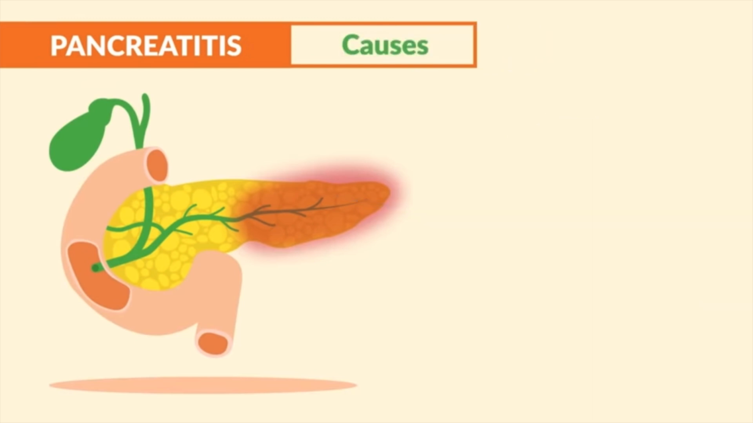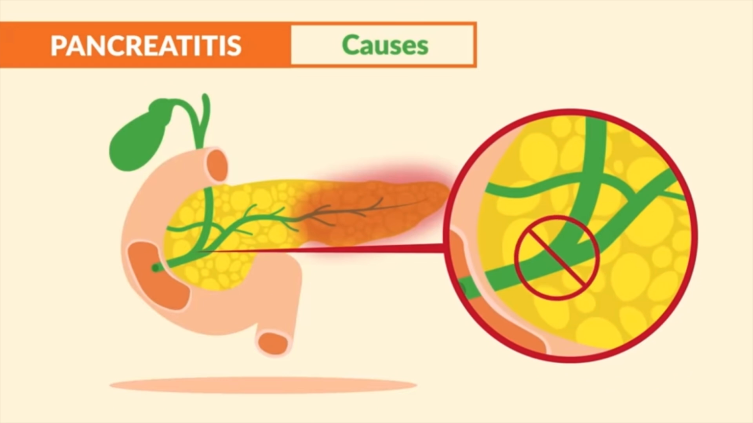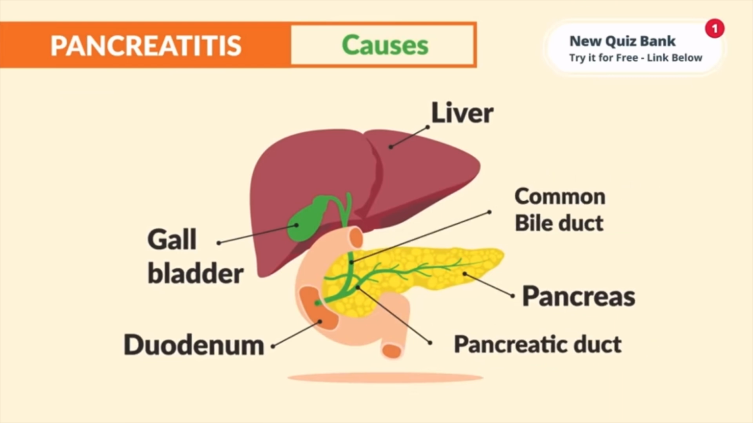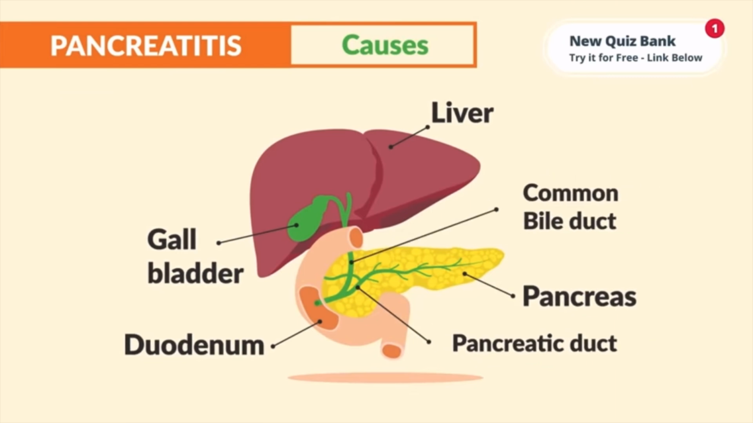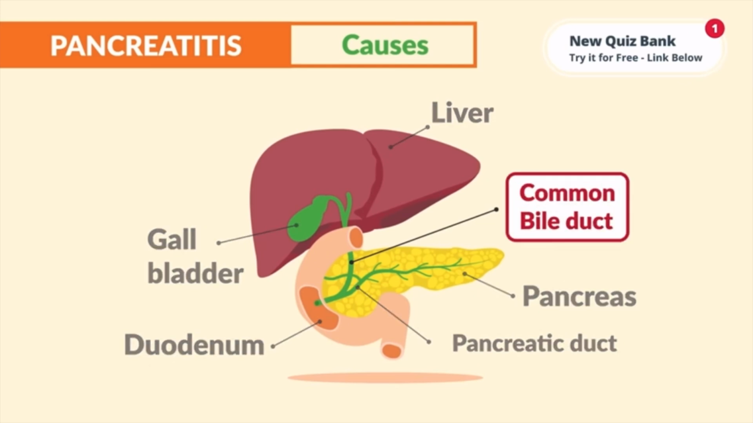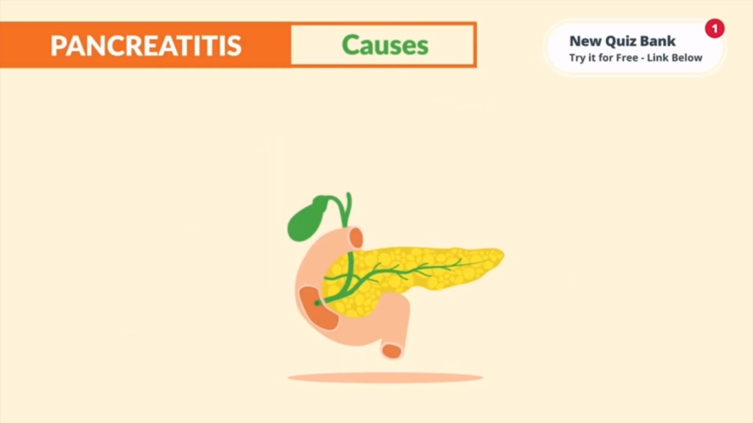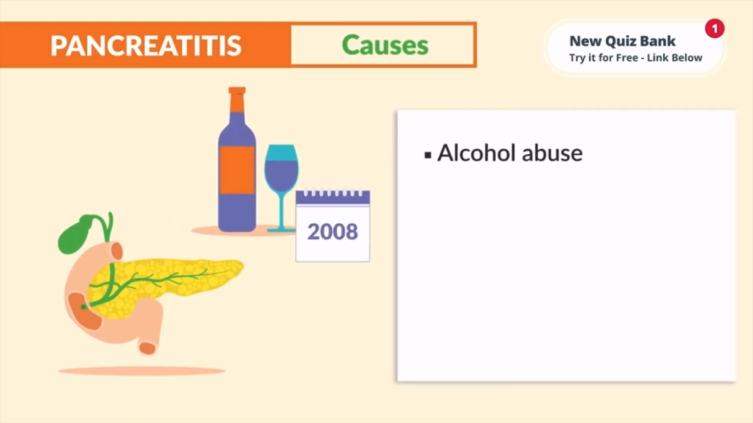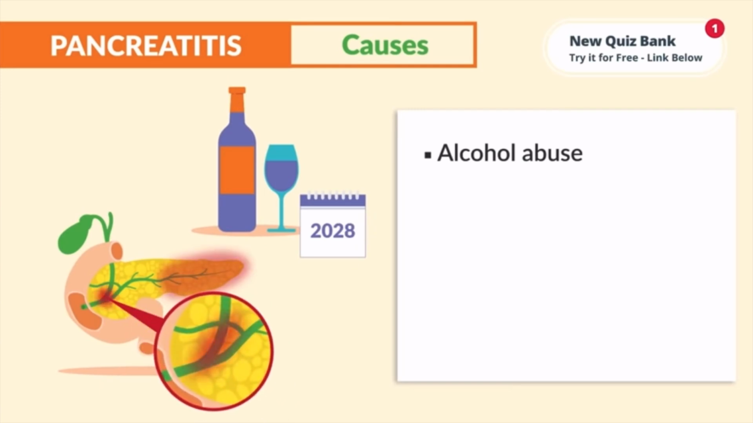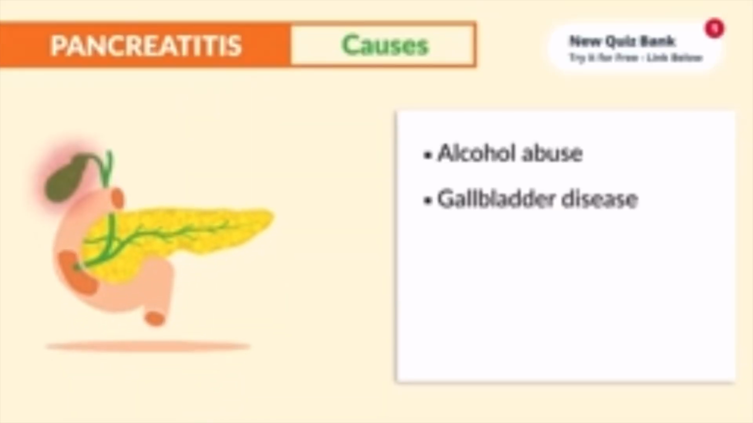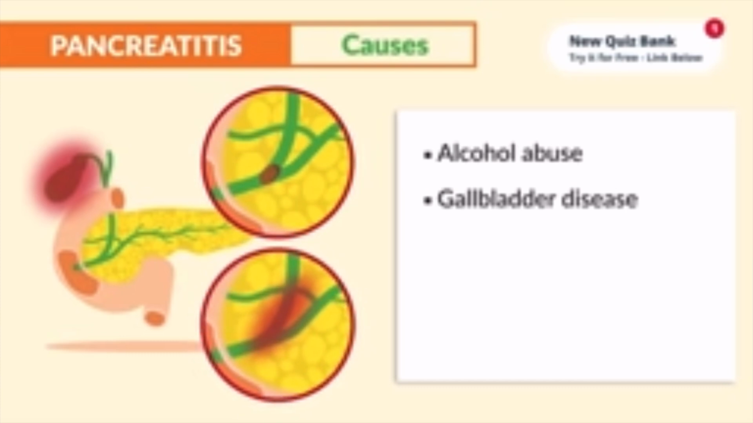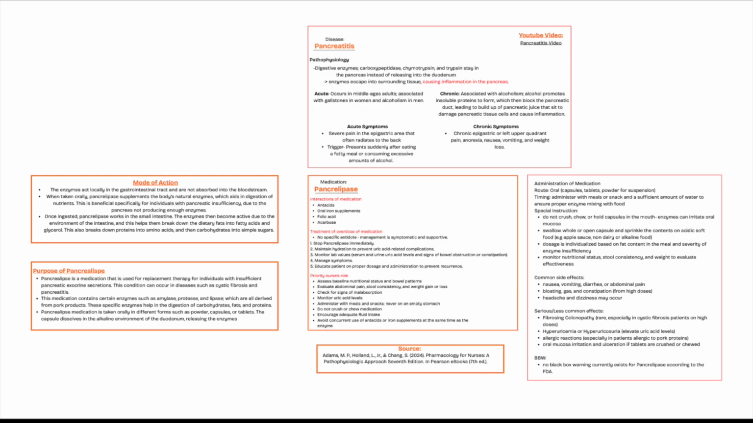Now, the causes are very simple. Again, think anything that can block this little tiny pancreatic duct. As you can see, we have a lot of organs closely fitted together here, kind of like an apartment complex. They all share this common bile duct, which branches off into the pancreatic duct here. So, common causes are alcohol abuse from years and years of inflammation, which ends up inflaming the little duct and occluding it, or basically blocking it. Gallbladder disease as well, we talked about a gallstone or even inflammation that now blocks this duct.